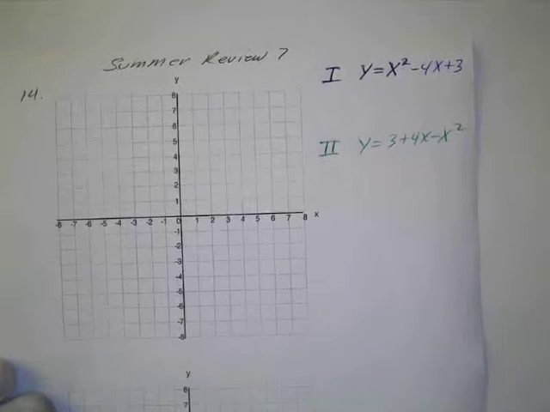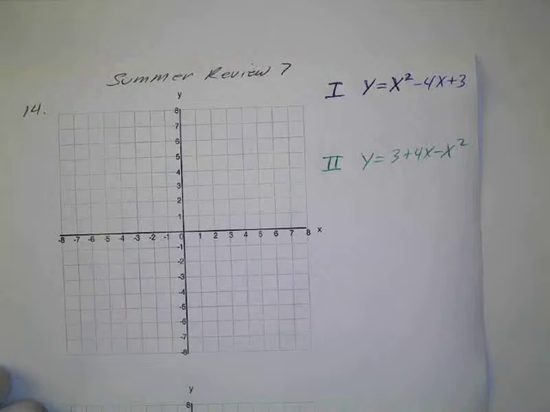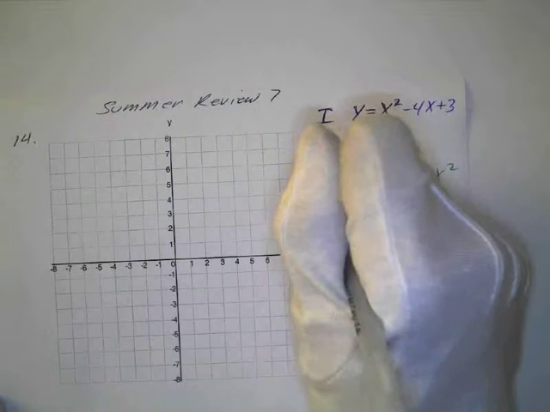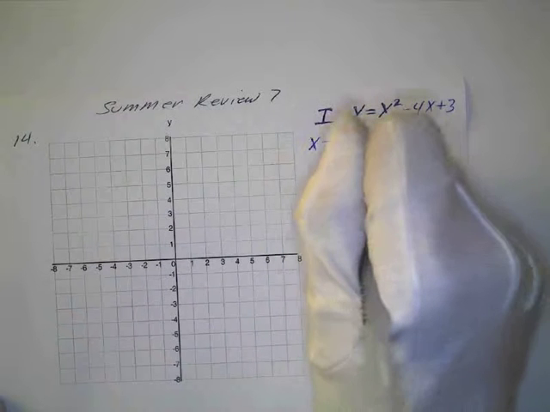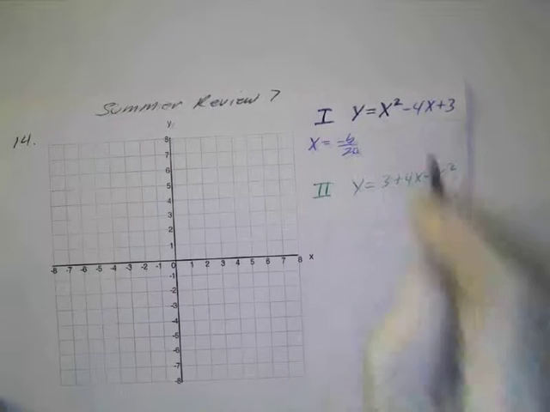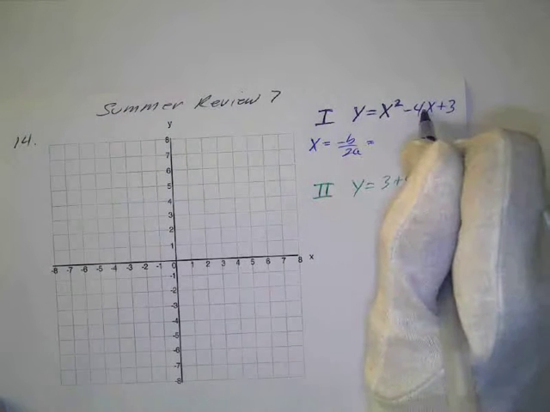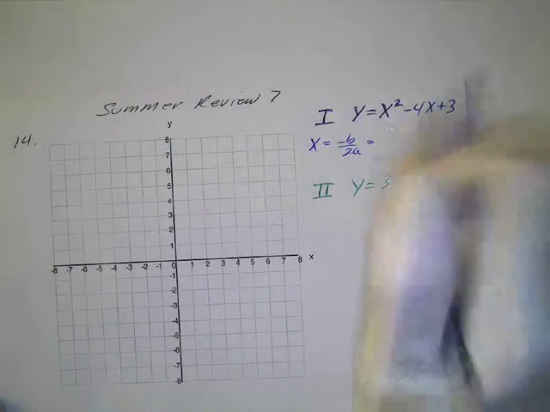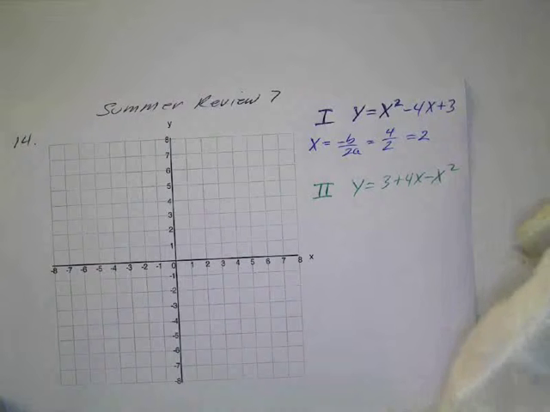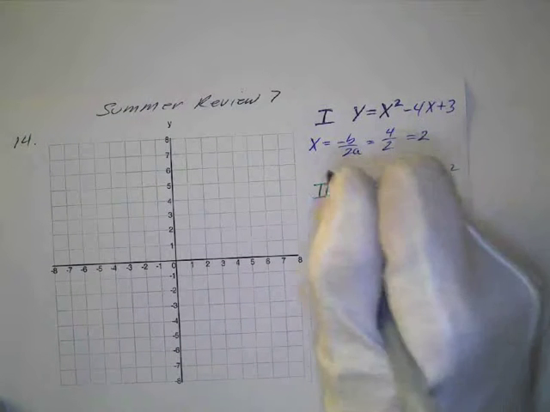Remember, in order to find the x value, we just have x equals minus b all over 2a. So that's going to give me the x value for the vertex for this first curve. And b will be negative 4, so negative b would be positive, just 4 over 2, which is just 2.